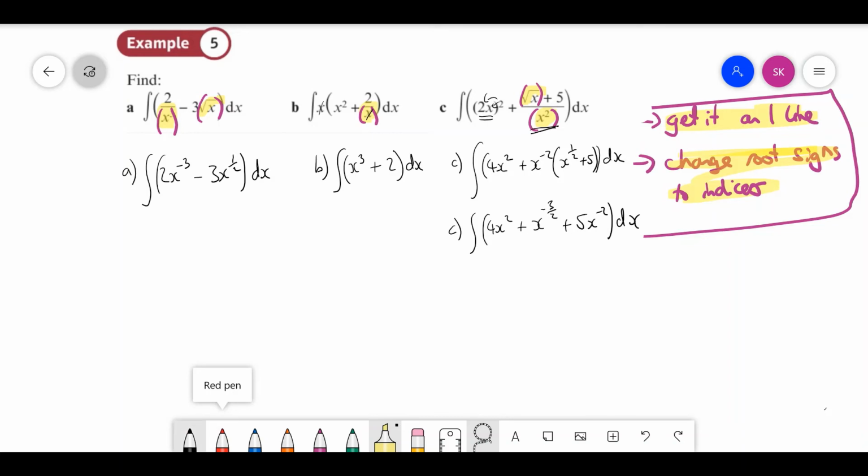So I want you to pause the video and have a go at integrating each of A, B, and C using this, this, and this. Press play when you're ready for me to go through it.